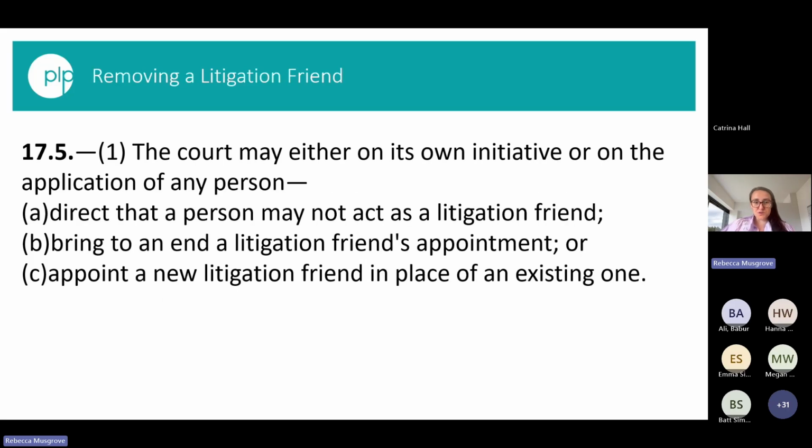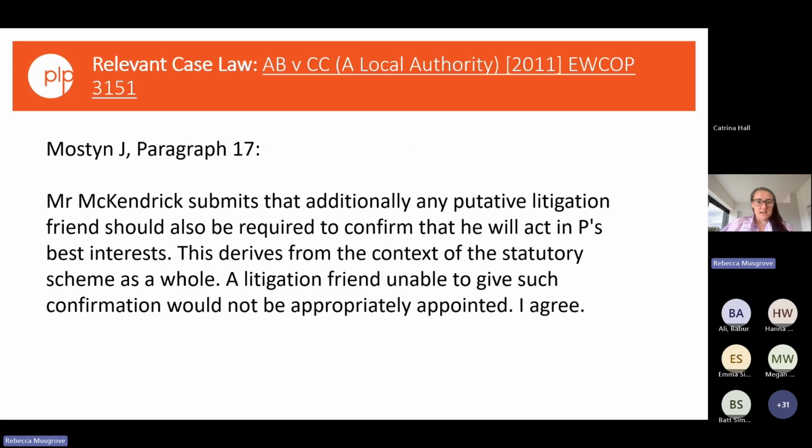The court can, either of its own initiative or on the application of any person, direct that a person may not act as a litigation friend, bring to an end a litigation friend's appointment, or appoint a new litigation friend in place of an existing one. And we'll come on to the case law and what we do in terms of that.